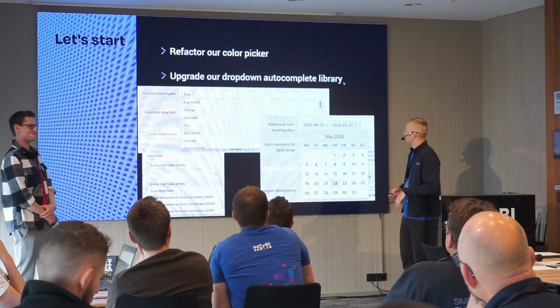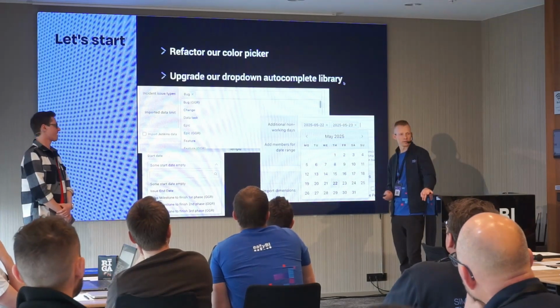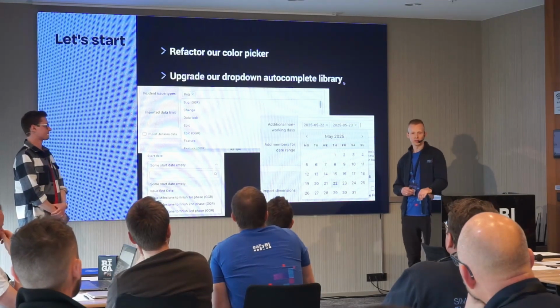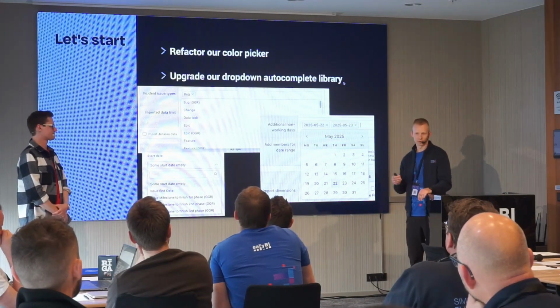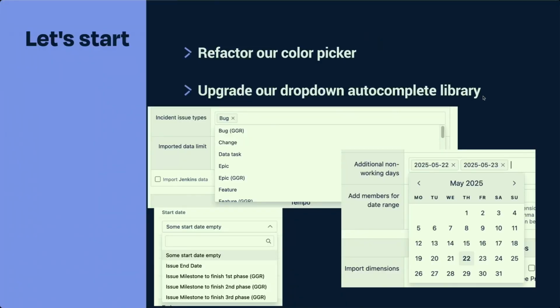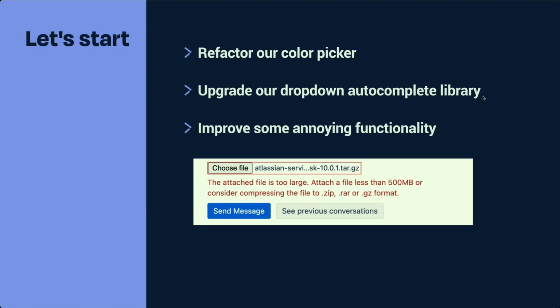That's great. Okay, but then I see we use this select dropdown autocomplete library, which is also quite old and outdated. So we need to upgrade this. Let's do it. It's low-hanging fruit. Why not? Let's do it. Okay, we upgrade it. It's done already.